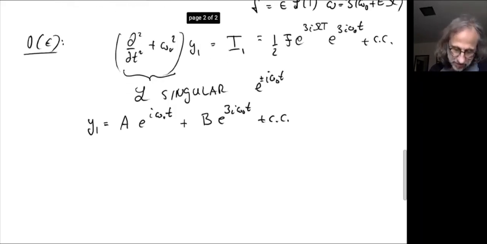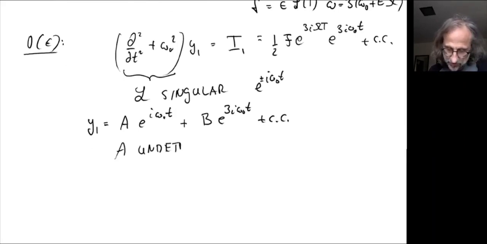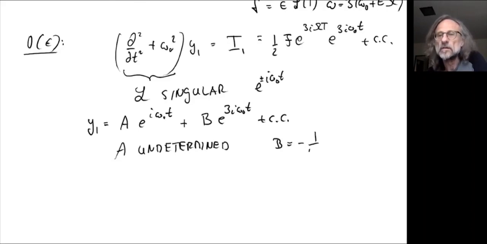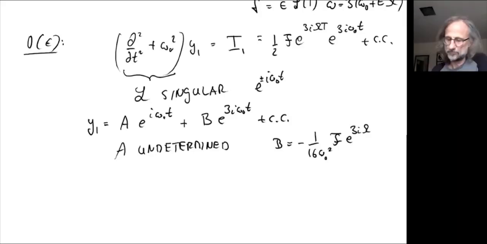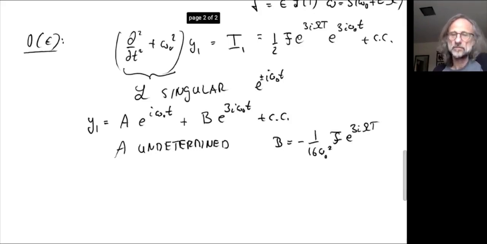And as I said, a is undetermined, but b can be calculated. It's determined. Let me just write down what it is: minus 1/16 omega naught squared f times e to the 3i omega t. Okay, so we have now y1, to the extent that it's determined at order epsilon.